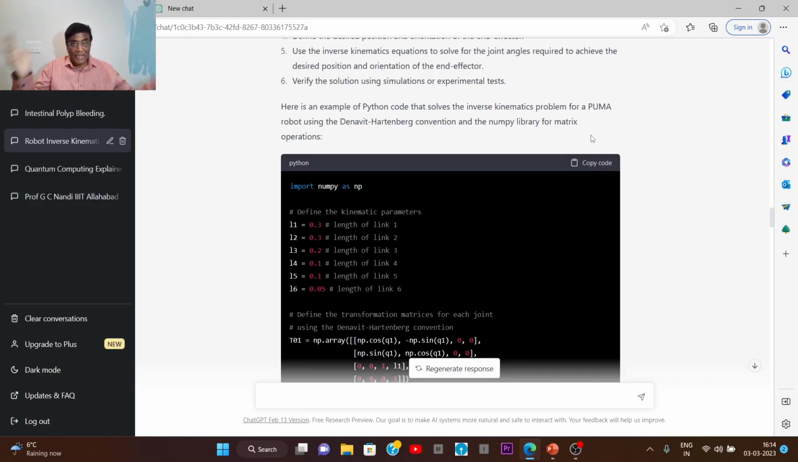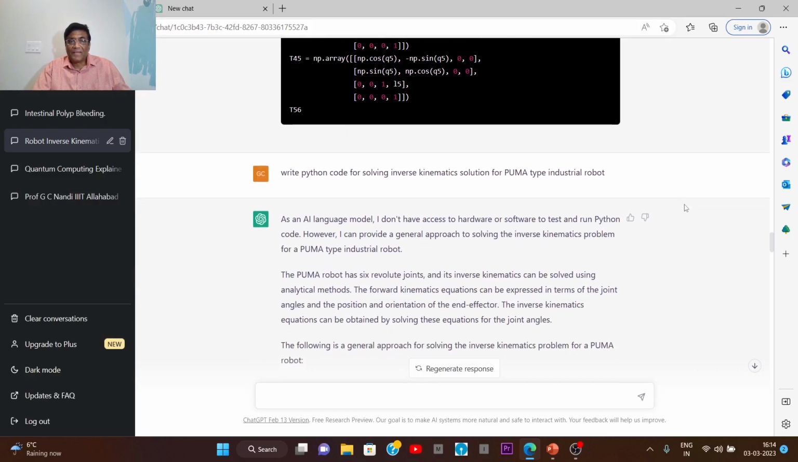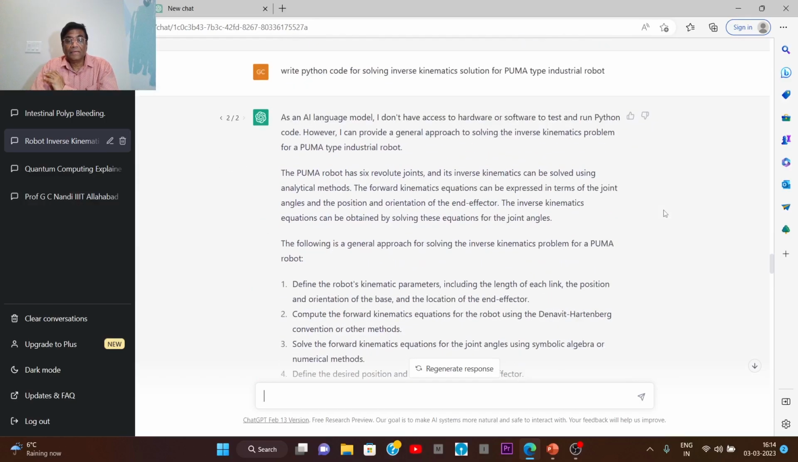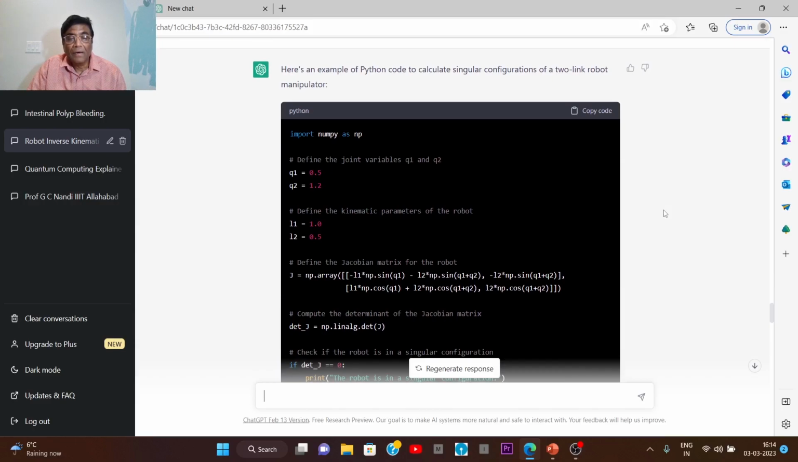It takes a lot of space, a lot of effort, and it is trying to do within 30 seconds, maximum a minute. Then it was thinking a bit, and then it couldn't do actually. Then after some time, I gave: write Python code for solving inverse kinematics problem Puma type of industrial robot. And where is the code? No, this is not one.